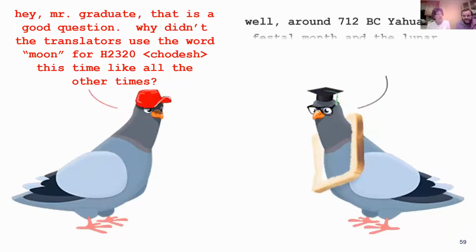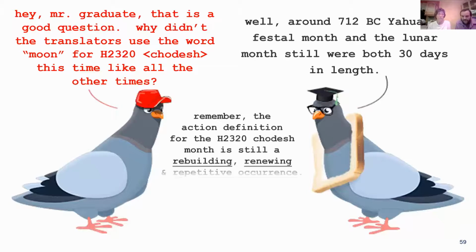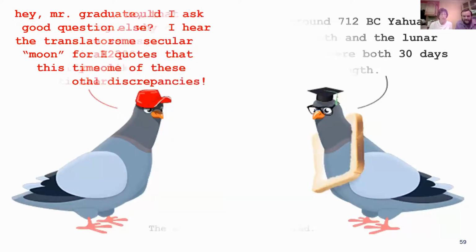Well, around 712 BC, Yahuwah's festal month and the lunar month were both 30 days in length. Remember, the action definition for the 2320 Kodesh month is still a rebuilding, a renewing, and repetitive occurrence. These words also describe different moon phases observed by pagan Babylon for horoscope purposes. The context has not been altered. We're going to learn more about this coming up in another presentation.